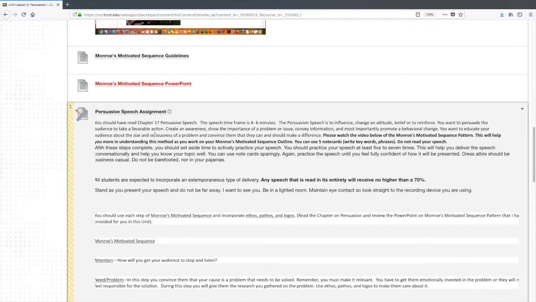You want to persuade the audience to take a favorable action, create an awareness, show the importance of a problem or issue, convey that information, and most importantly, promote a behavioral change. You want to educate your audience about the size and seriousness of a problem and convince them that they can and should make a difference.